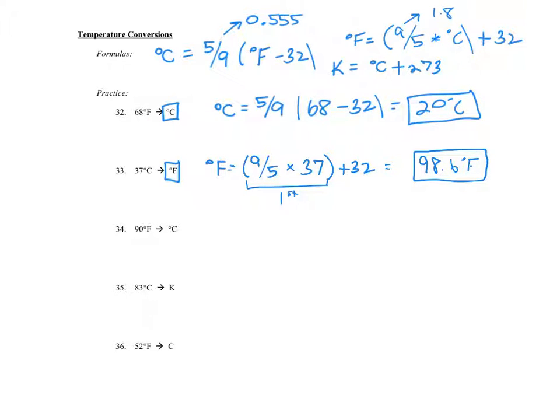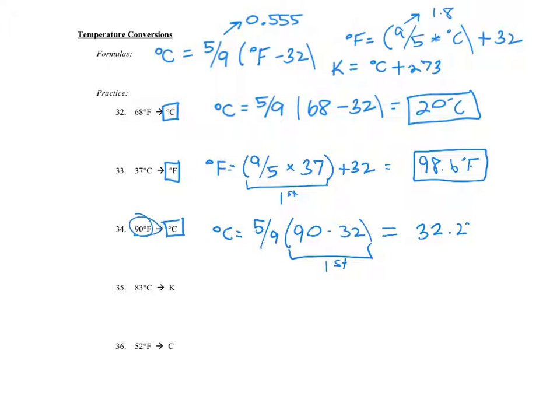Okay, the next one, we're starting in Fahrenheit. We're going to Celsius again. So I'm going to plug that into my Celsius formula. 5/9 or 0.555, whatever works for you. Parentheses 90, I get that right here, given in the problem, minus 32. So again, I'm going to do this part first. In the parentheses is always first. So I'm going to do 90 minus 32 times 0.555 or 5/9, whatever works for you. And you get 32.2 degrees Celsius.